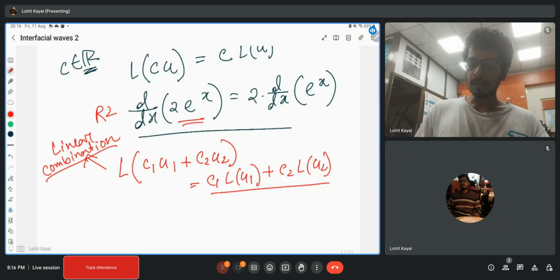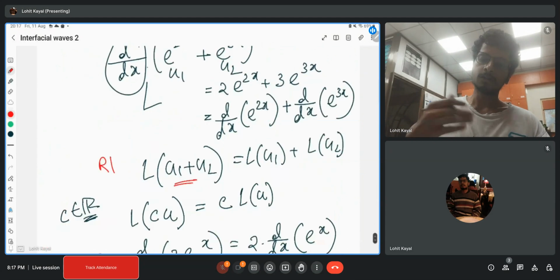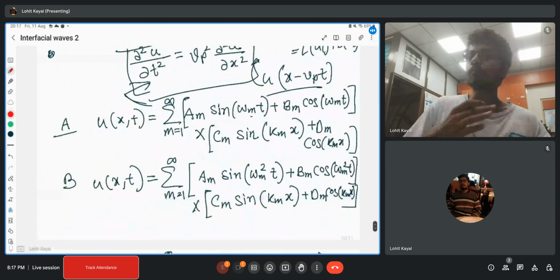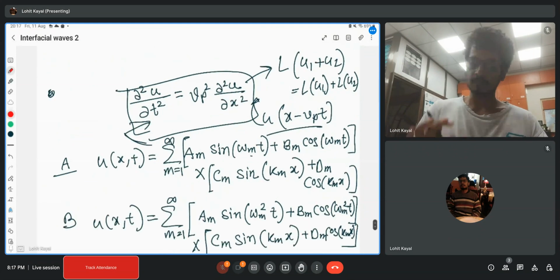Individually, u1 and u2 are solutions. But here we are taking the most general solution. That's why we are taking the linear combination. If u1, u2 satisfy some equation, then its linear combination, if the operator is linear, will definitely satisfy the equation. Okay, so that is the idea. That's why we are taking m equal to 1 to infinity.